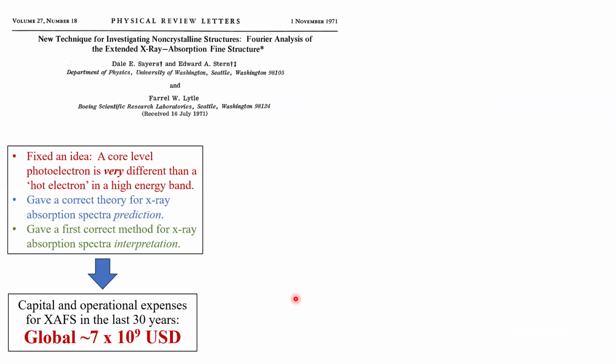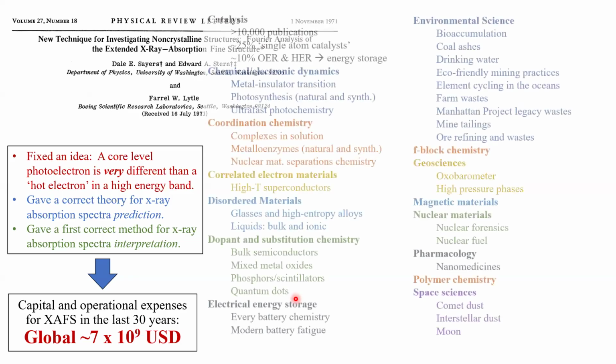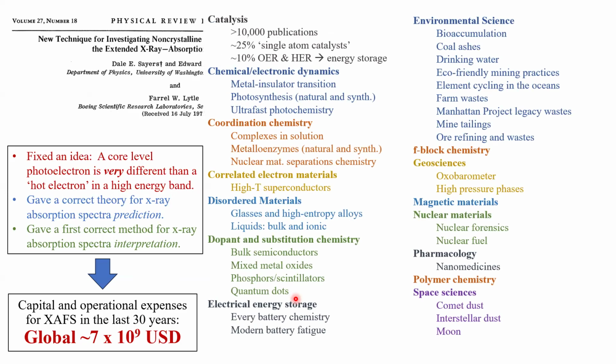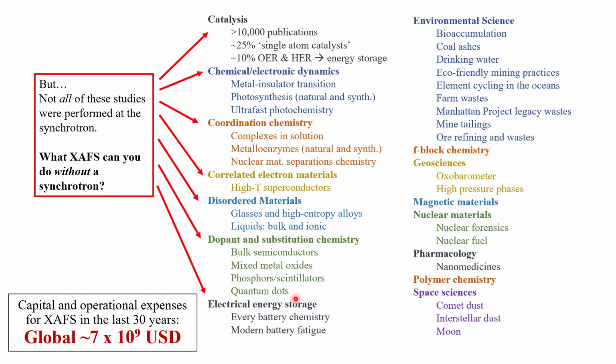All right, so where are we here? I've got about 10 minutes left. I'll try to make sure I stay in the time window. So this paper fixed an idea, gave a correct theory for prediction, gave a correct method for interpretation. Why $7 billion? The answers are many, spanning a huge range of fields in material science, environmental chemistry, fundamental chemistry, nuclear materials, batteries, space science, everything. And again, 100,000 papers at the synchrotron. But as it turns out, you can sometimes do XAFS without a synchrotron. And that's what I want to spend the last part of my talk on. So let's look at three cases: interstellar dust, battery chemistry, and catalysis.